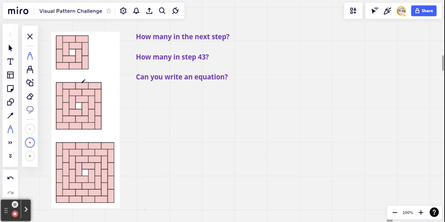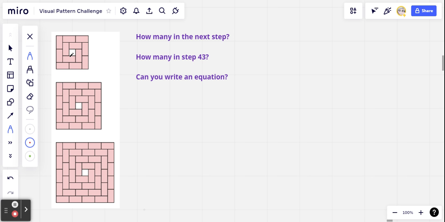Okay, so I think this one is really difficult. We've got this sort of swirling pattern of bricks, and it looks like there's this inner layer and then an outer layer. So 2 layers there, and then 1, 2, 3 layers on the next one, and 1, 2, 3, 4 layers on the next one. Okay, so it looks like we're adding a layer each time. That will help us sort this out.